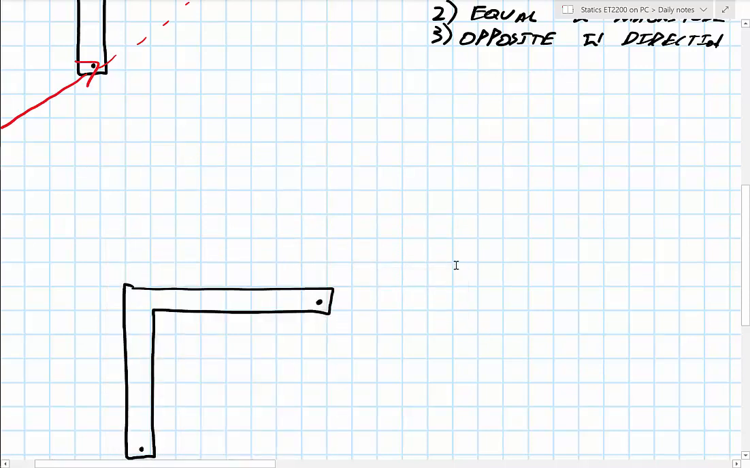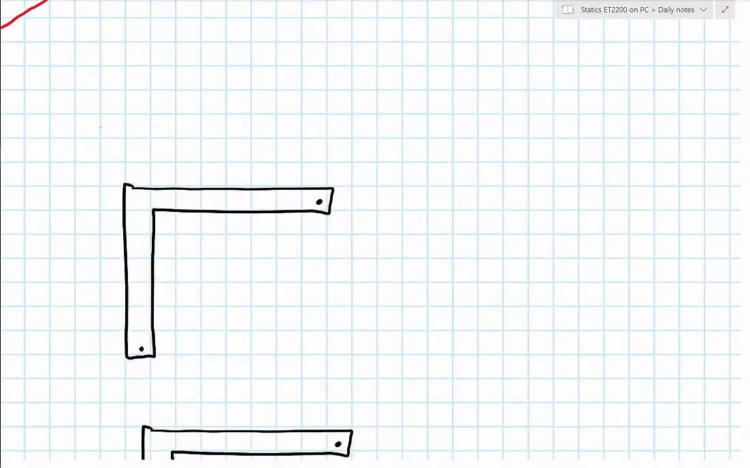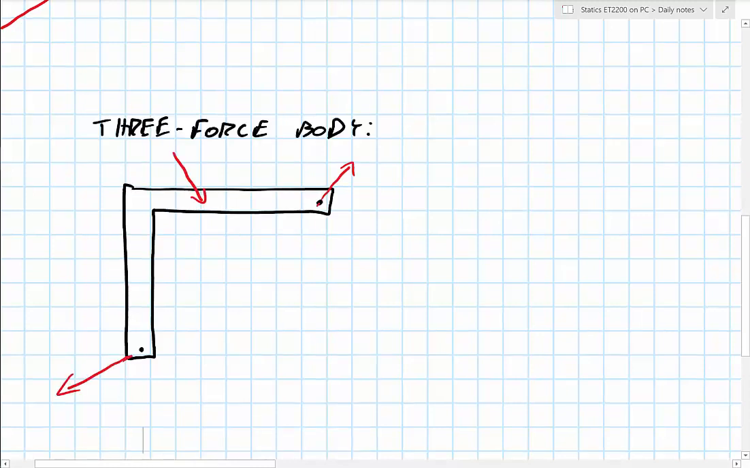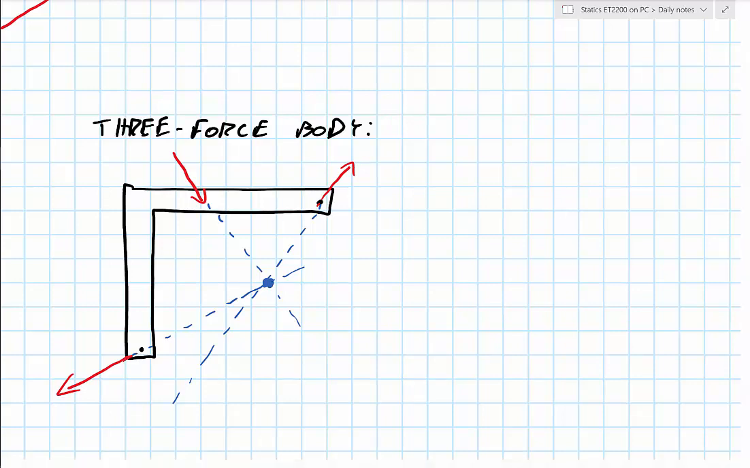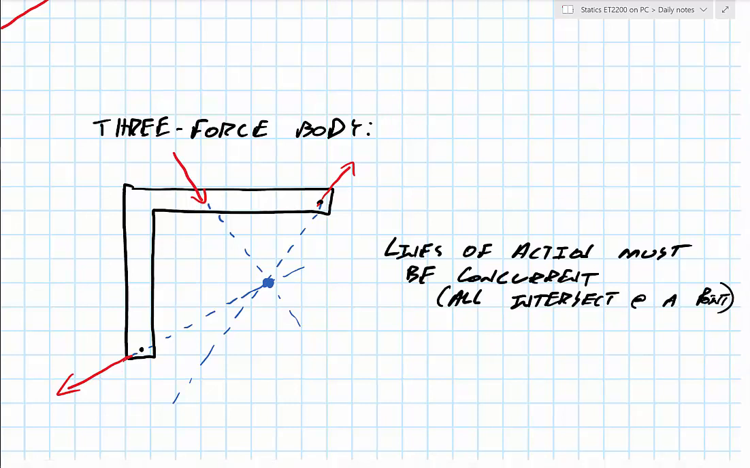Let me give myself a little more room here. And for a three-force body, if I have a three-force body that looks like this, what we can actually prove or show is that if I were to trace back these lines, those no longer have to be the same, but wherever those two intersect, the third one is also going to reach. So there's this concurrent line of action between all three forces. Basically, all these three forces must intersect at a single point to be concurrent and in order to be in static equilibrium.